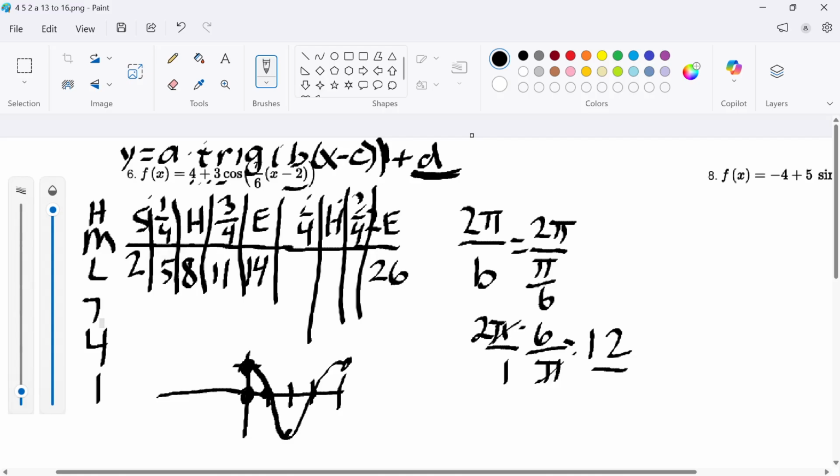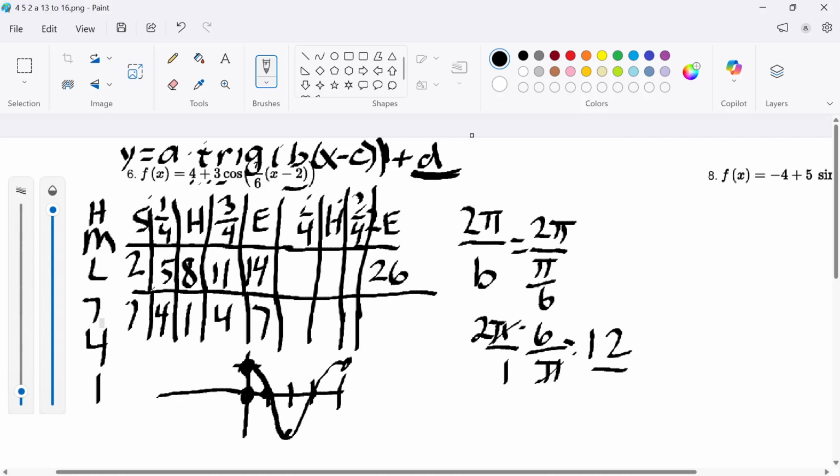So I found those. I'll just do the first cycle first, and then I'll do the second cycle after that. So remember, it starts at the high, and this is plus 3 cosine, so it starts at the high, which is 7. Goes down to the mid, 4, then down to the low, 1, back to the mid, 4, and back to the high. So that's what it's going to look like there.